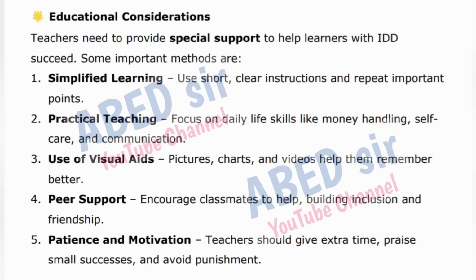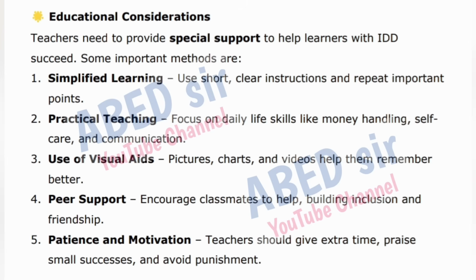Some important methods are 1. Simplified learning, use short, clear instructions and repeat important points. 2. Practical teaching, focus on daily life skills like money handling, self-care, and communication. 3. Use of visual aids, pictures, charts, and videos help them remember better.